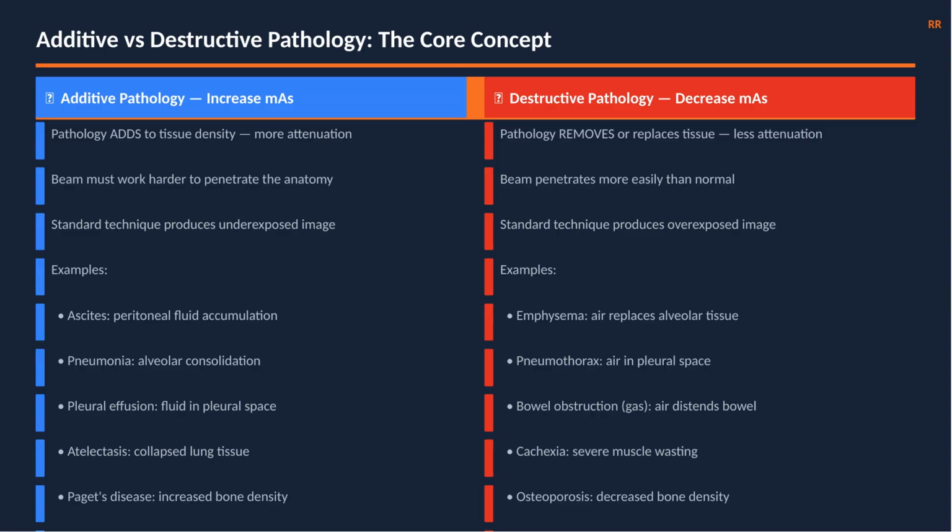Destructive pathologies, conditions that reduce attenuation. Emphysema, air replaces alveolar tissue. Pneumothorax, bowel obstruction with gas distension. Cachexia, osteoporosis, decreased bone mineral density. Multiple myeloma, osteolytic metastases. All of these reduce attenuation. The standard technique overexposes. The memory rule: additive pathology adds to attenuation, add MAS. Destructive pathology destroys tissue, reduce MAS.